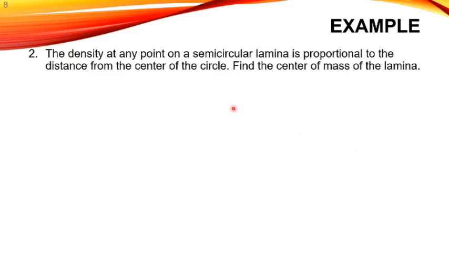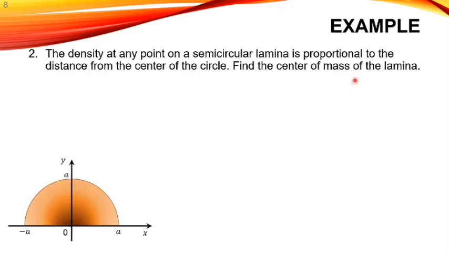Another example, number 2. The density of any point on a semicircular lamina is proportional to the distance from the center of the circle. Find the center of mass of the lamina. So ang lamina natin is a semicircular lamina. So given a radius a, so unknown radius. So sabi lang dito at any point, so proportional dun sa distance from the center with distance a away from the center. Find the center of mass of the lamina.